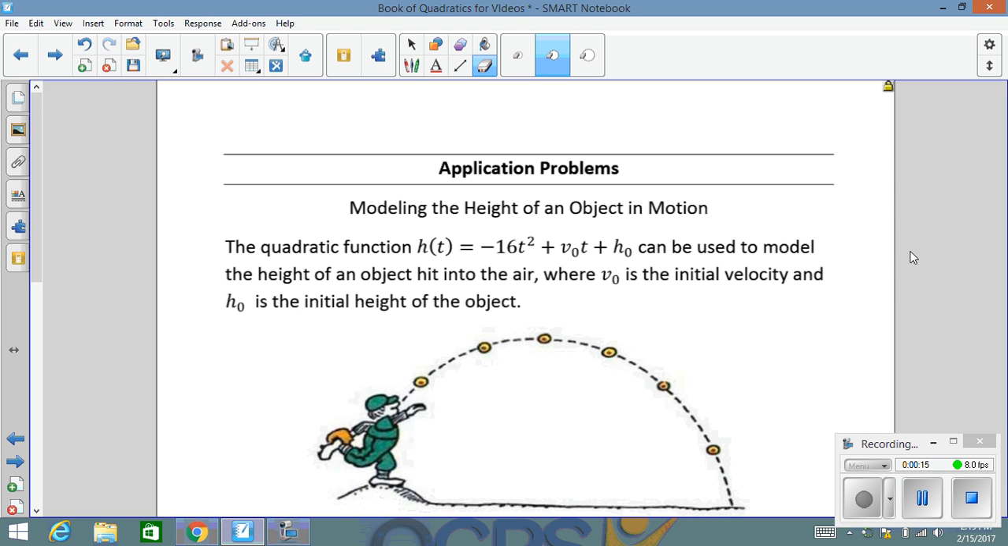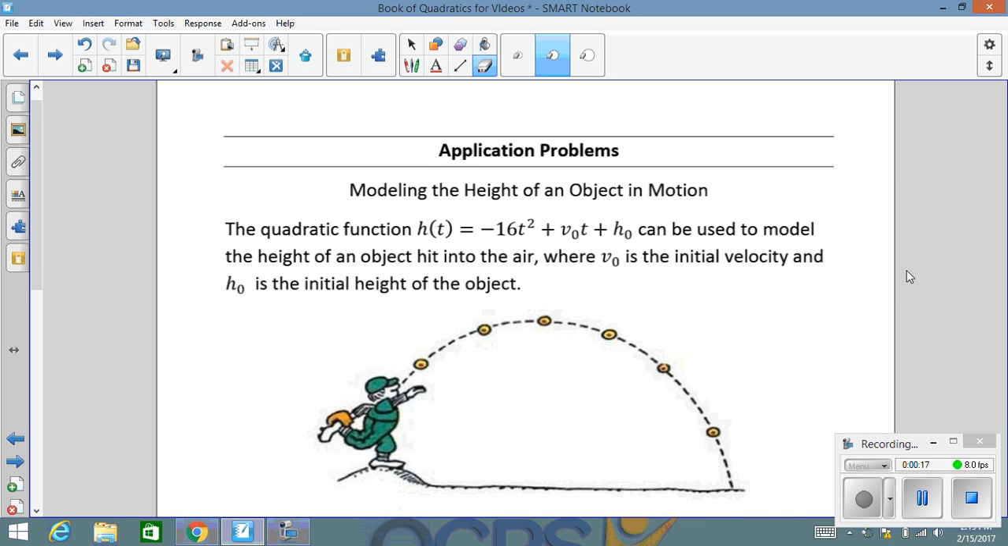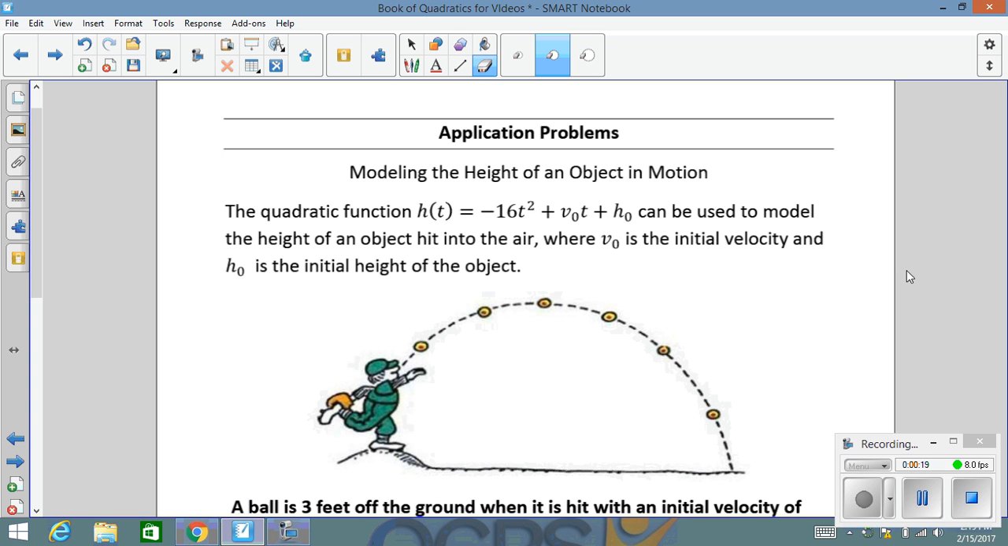So the application we're going to look at, because there are many applications of quadratics, is modeling the height of an object in motion. To model means to represent using an equation. And this is going to be something that you're going to do in your science classes quite often.